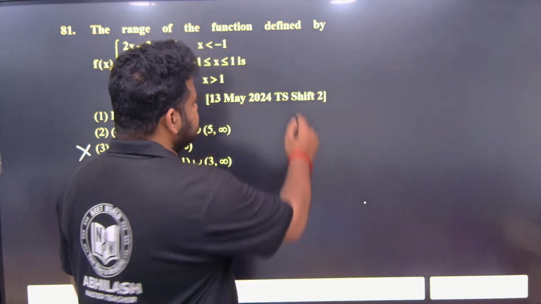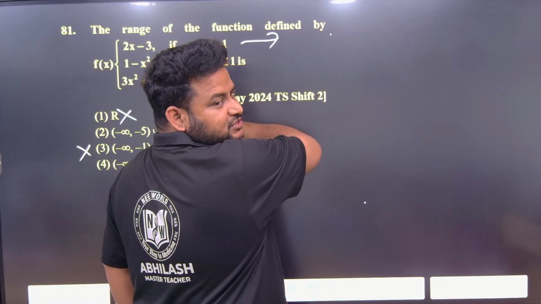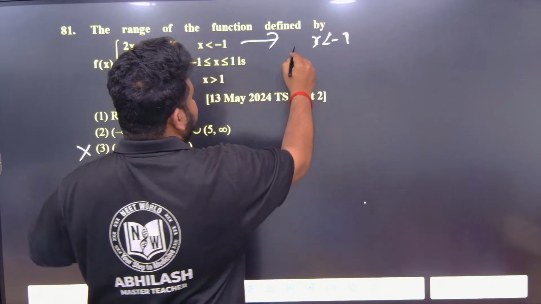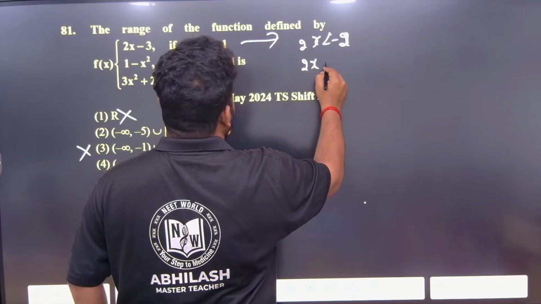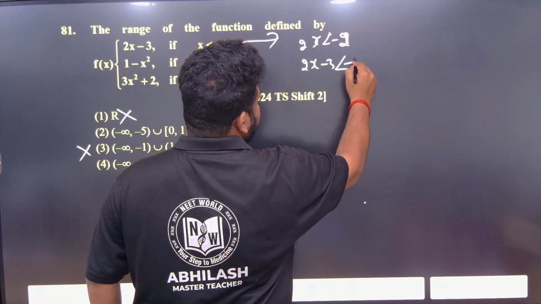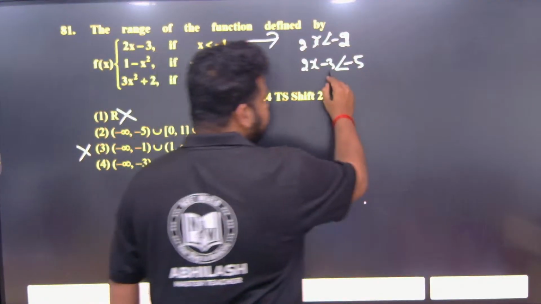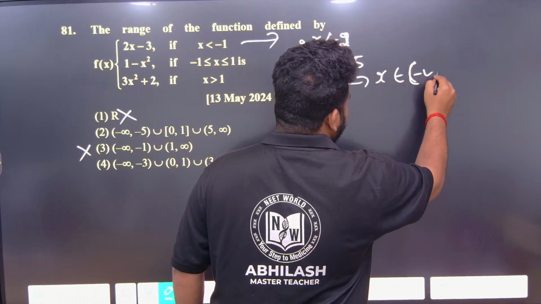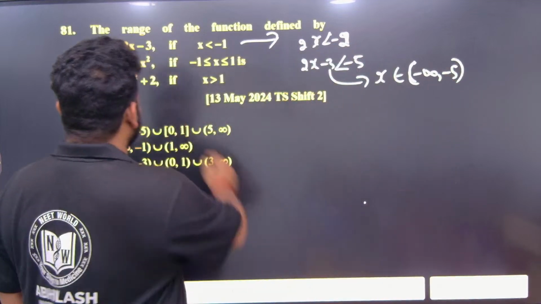2x minus 3, x is less than minus 1. Three options are given. The function is a piecewise function. So x is less than minus 1. They are telling about 2x minus 3. 2x is less than minus 2, and minus 3 I should put, so 2x minus 3 is less than minus 5. What is the range of this? x belongs to minus infinity comma minus 5, open interval. Okay, this is done. Now let us take up the next one.